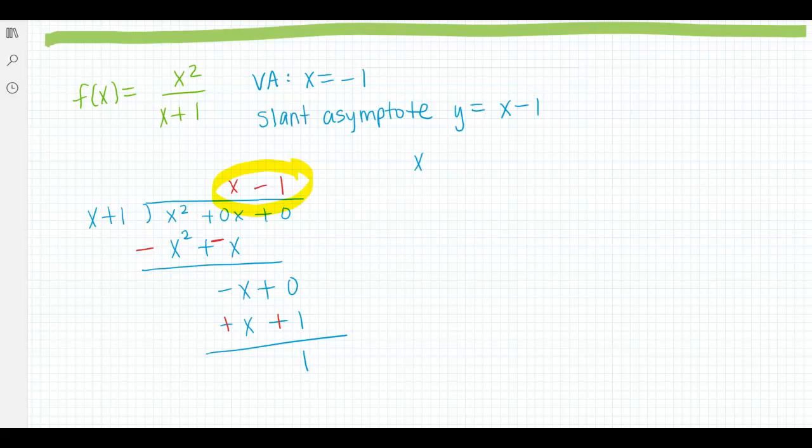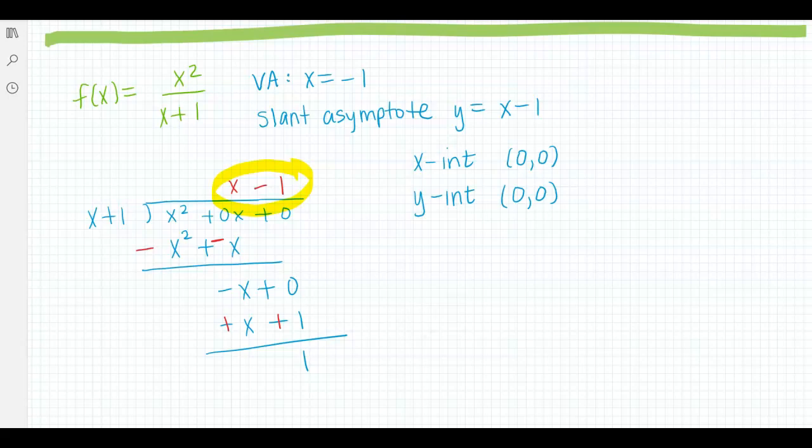All right, the x-intercept is going to be zeros of the numerator, so it looks like it'll just be 0, 0. And then the y-intercept, it's going to be 0 over 1, so also 0.